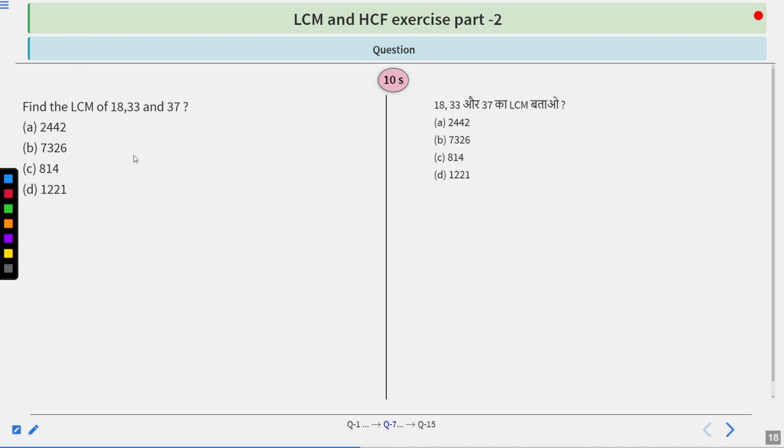Find the LCM of 18, 33 and 37. And options are 2442, 7326, 814 and 1221. These are the options.